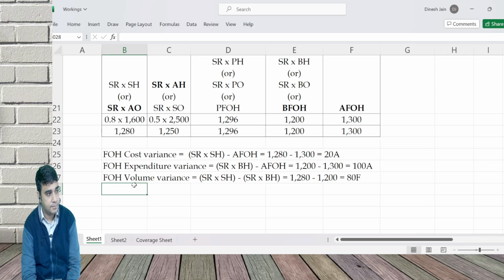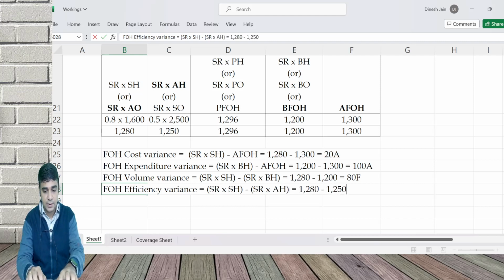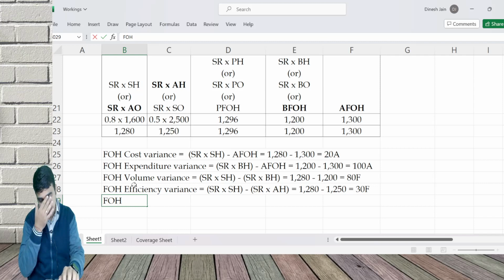Clear? This is split into FOH efficiency variance. Tell me the formula from the chart. SR into SH minus AH. 1280 minus 1250. 30 favorable. FOH efficiency is done.